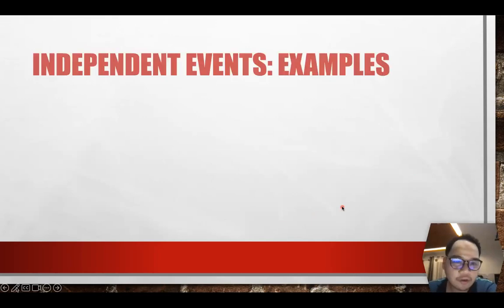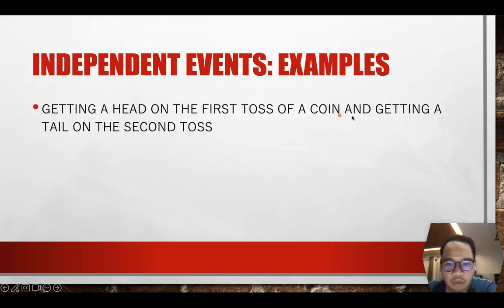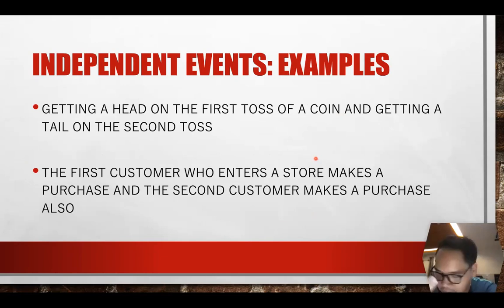Okay, for example, getting a head on the first toss of a coin and getting a tail on the second toss of a coin. Remember, when we toss a coin, they are independent because the second toss is not dependent on the first toss. Whatever happens in the first toss is not affected by what will happen in the future. The first customer who enters a store makes a purchase, and the second customer makes a purchase as well, provided that the store has enough supplies, so therefore they are independent events.